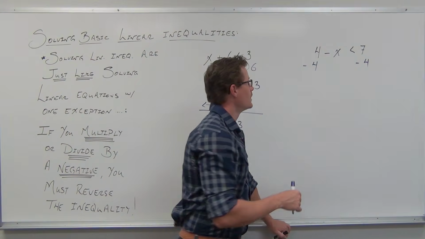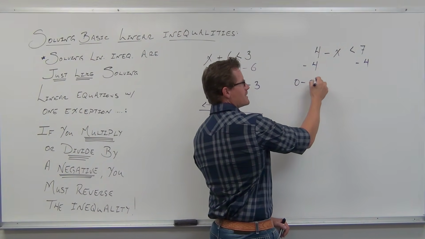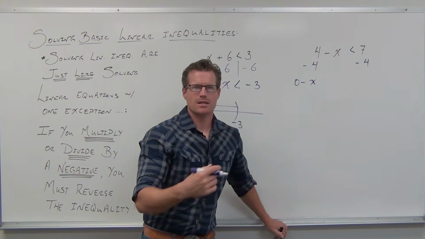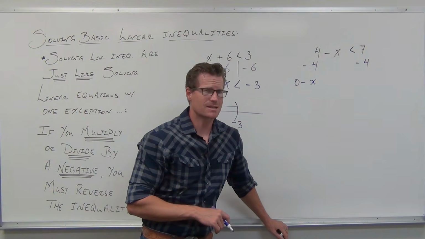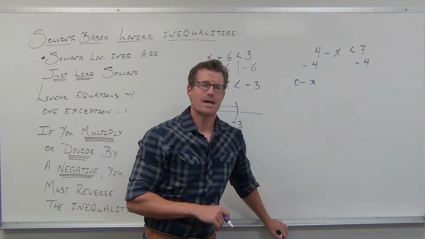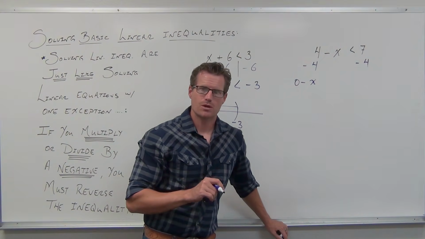That's the question. Well, 4 minus 4 is 0, minus x. 0 minus 5 would give you negative 5. 0 minus 2 would give you negative 2. 0 minus x is going to give you negative x. It is a huge, huge deal here that you don't forget that sign.